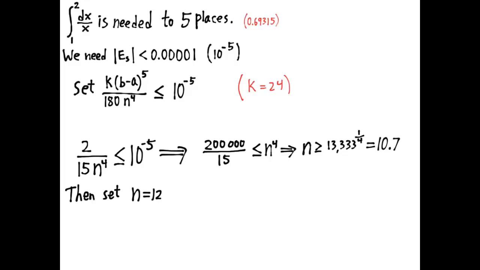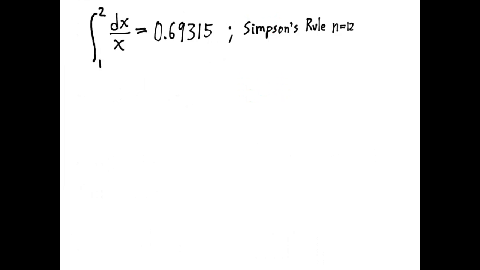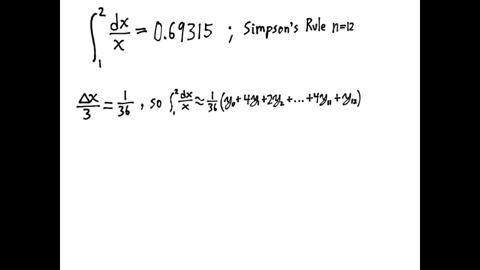So we set n equal to 12, and we know that if we use a Simpson's rule calculation using n equals 12, we are guaranteed to get the number 0.69315, correct to all of those decimal places. Now in our next example, we're going to try to compute this Simpson's rule approximation with n equals 12 and see if we get 0.69315. Let's start out by calculating delta x. We know delta x is 1/12, so delta x over 3 is 1/36. And the sum we want to compute then is 1/36 times this pattern, 1, 4, 2, 4, 2, 4, 2, 4, 2, 4, 2, 4, 1.